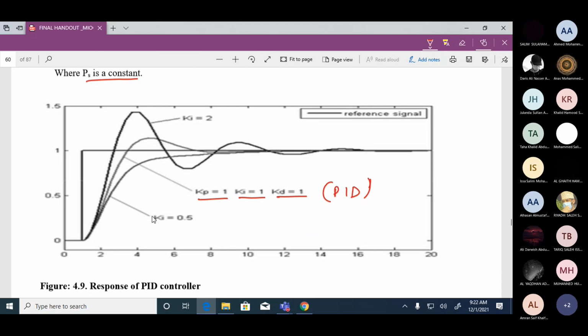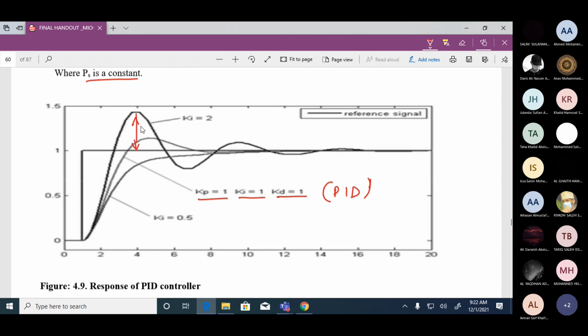Now in the same PID controller, I'm going to show you the effect of changing Ki. When I change the value of Ki from 1 to 0.5, you see the response is becoming very slow. And if I increase Ki to 2, the response makes an overshoot.